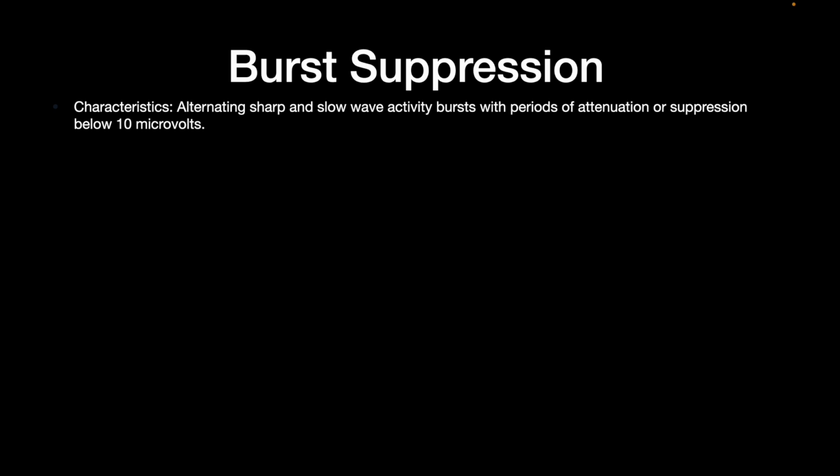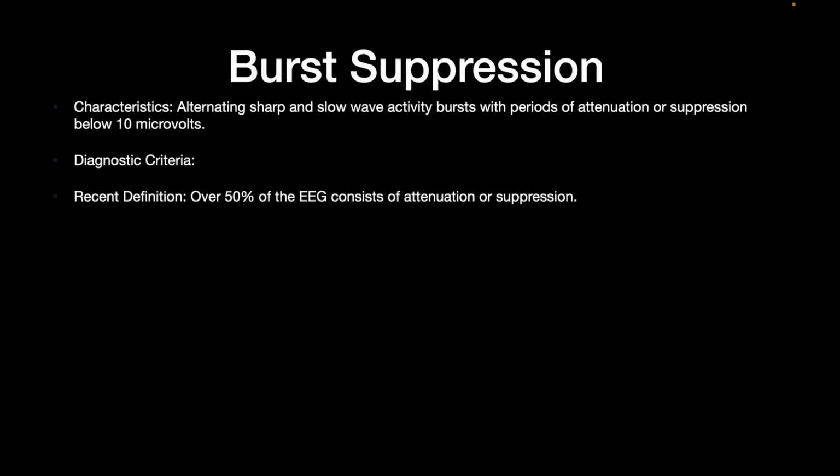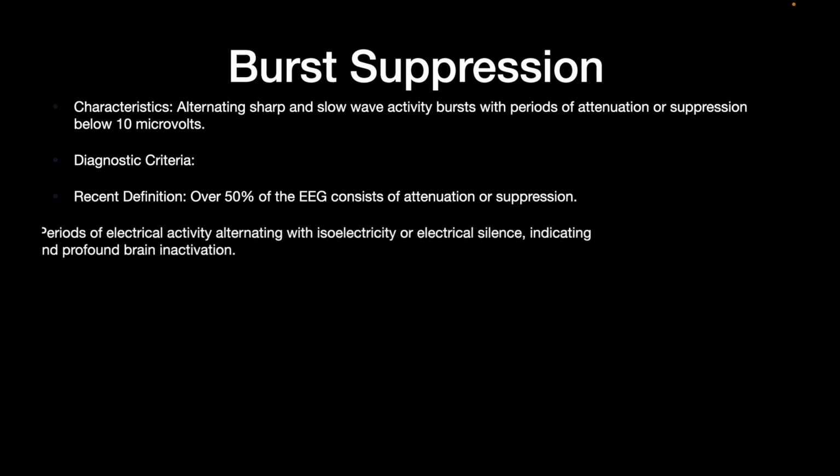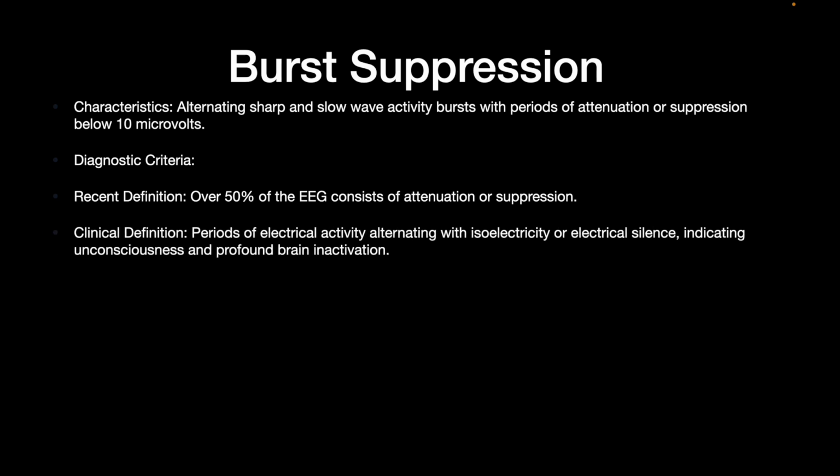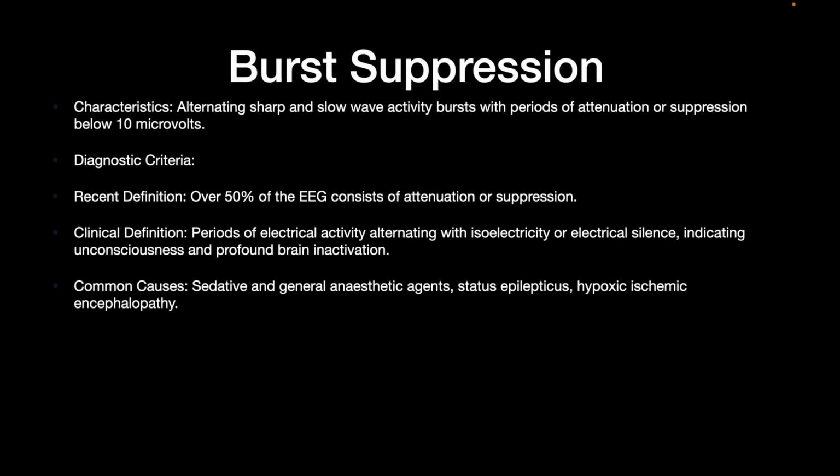Finally, the burst suppression. Alternating sharp and slow wave activity bursts with periods of attenuation and suppression below 10 microvolts. The diagnostic criterion is that 50% of the EEG consists of attenuation or suppression. Periods of electrical activity alternating with isoelectric or electrical silence indicate unconsciousness and profound brain inactivity. It is commonly due to sedative or general anesthetic agents, which is again reversible, but more dangerously it can be because of status epilepticus or hypoxic ischemic encephalopathy, where the prognosis is poor.